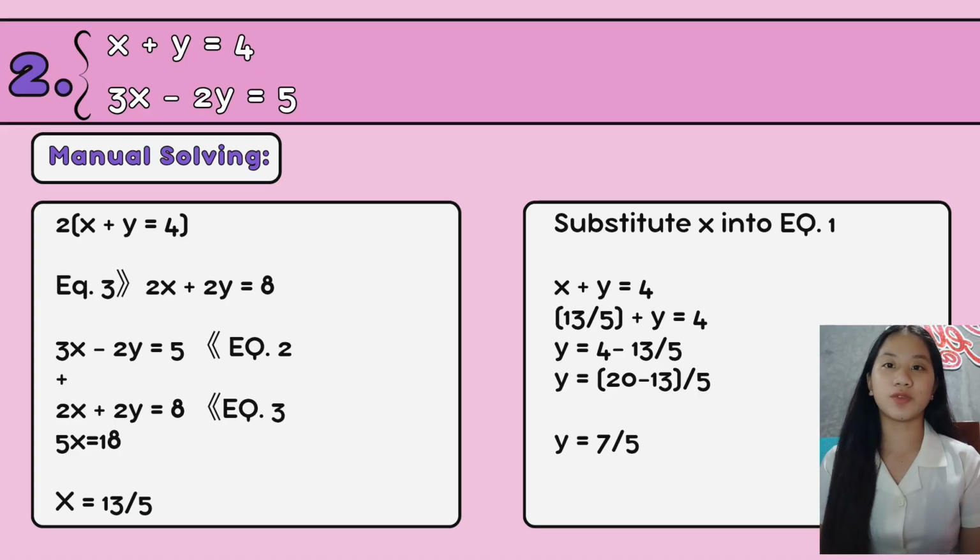equals 5x over 13. Therefore, the value of x is 13 over 5. Next, we need to substitute the value of x into equation 1. Therefore, we have 13 over 5 plus y equals 4. And then transpose, and we get the value of y, which is 7 over 5.